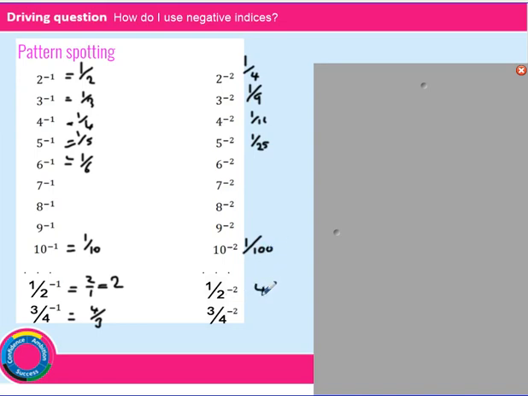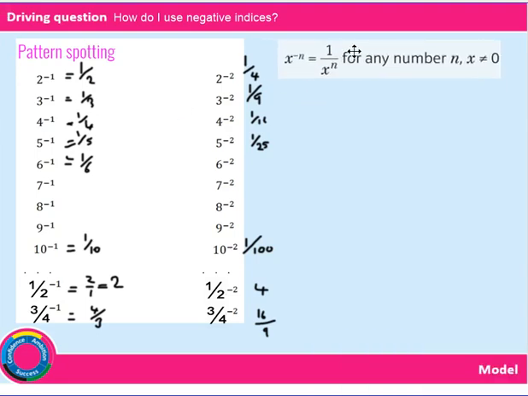4 and 16 over 9. What have I done for these ones? Well, I've found the reciprocal and then raised it to the power of 2. I've found the reciprocal and then squared it. So you'll notice that all of these answers on the right are the answers on the left squared. What do you think it would be if I raised it to the power negative 3? It would be the reciprocal cubed.